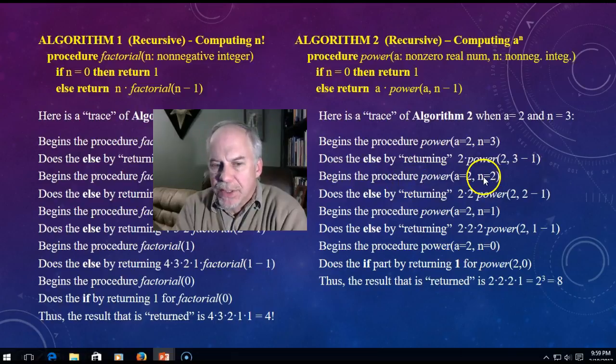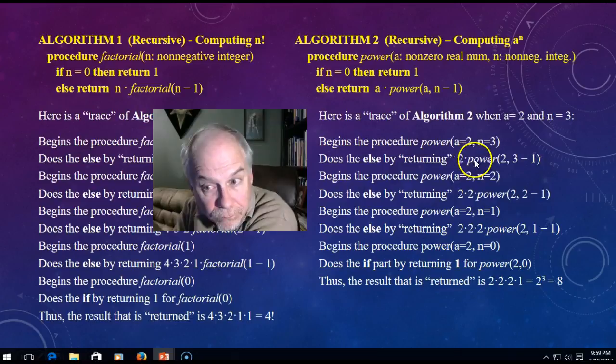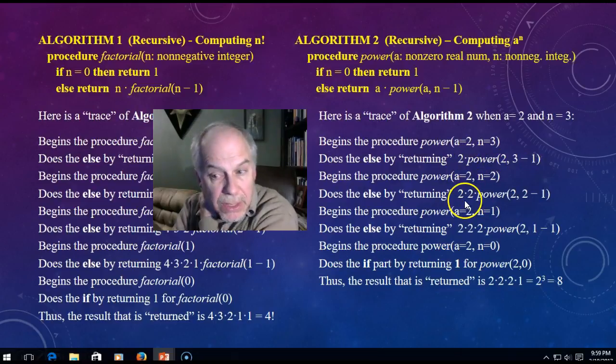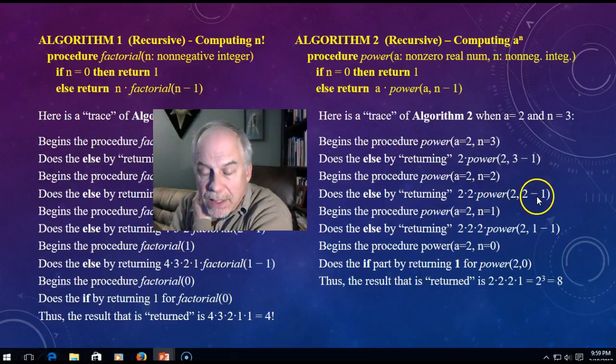So it begins the procedure with smaller input values. Now it again hits else because n is not 0 yet, and it returns a times the procedure. But this time, it remembers the first two, and now it's doing another two from the command, and then it drops the value of n down. So now we have a is 2 and n is 1.